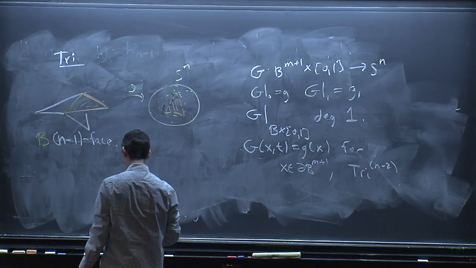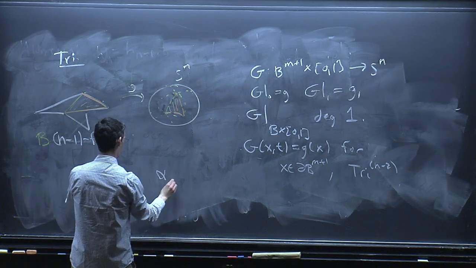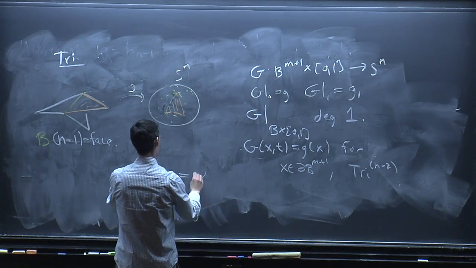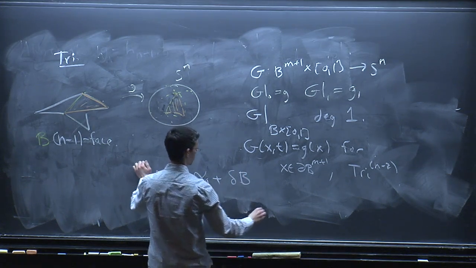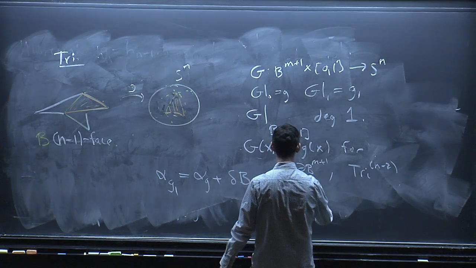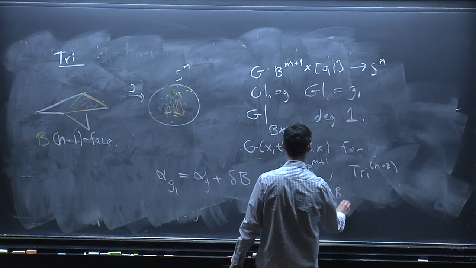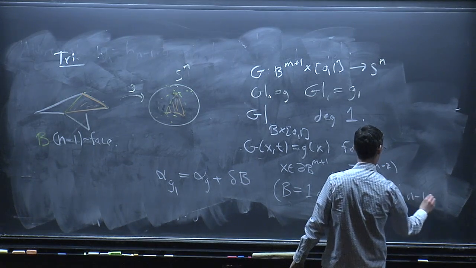So algebraically, the conclusion is that if I take alpha of G1, it's alpha of G plus the coboundary of capital B, where capital B is the n-1 chain, which is 1 on capital B and 0 on other n-1 faces.